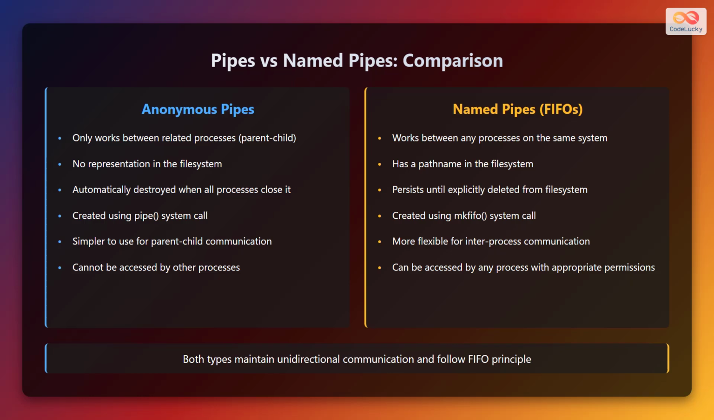In contrast, named pipes work between any processes on the same system. They have a path name in the file system and persist until explicitly deleted. Named pipes are created using the mkfifo system call. They offer more flexibility for inter-process communication and can be accessed by any process with appropriate permissions. Both types of pipes maintain unidirectional communication and follow the first-in, first-out principle.